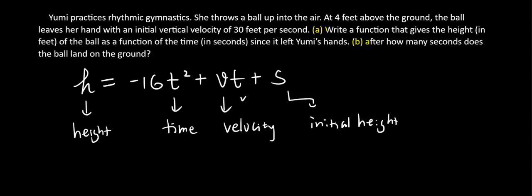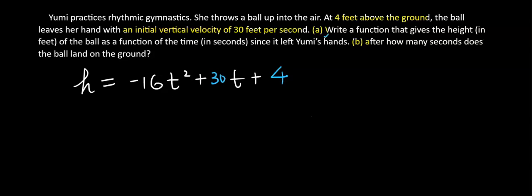All right, let's read this. She throws the ball up into the air at 4 feet above the ground. This is what we need. That's the initial height. Above the ground, that is 4. Continue to read. The ball leaves her hand with an initial vertical velocity of 30 feet per second. That's what we need. Initial velocity is 30. All right, we just completed task A.